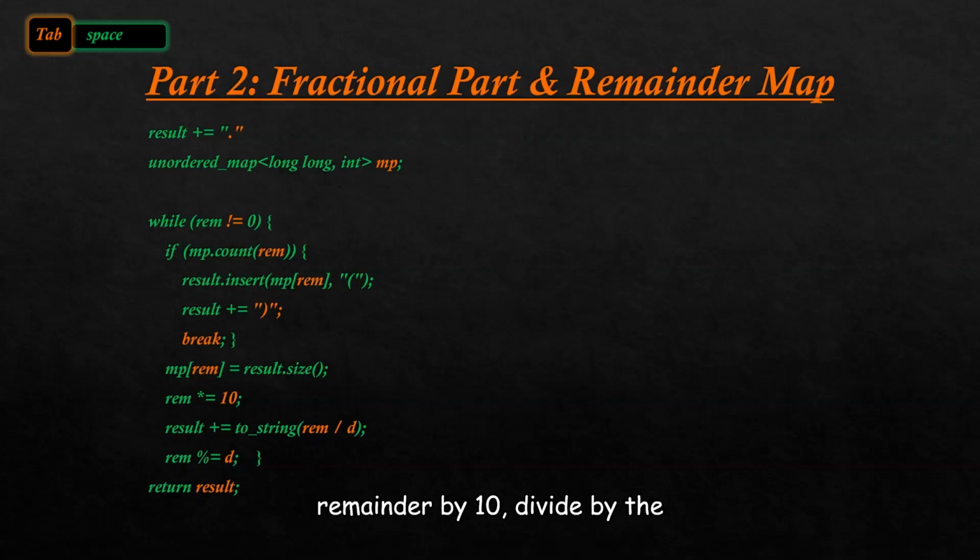Here's the trick. Multiply the remainder by 10. Divide by the denominator to get the next digit. Append the digit to the result. Update the remainder. If at any step the remainder becomes 0, the division ends and there is no repetition. But if the remainder is seen again, that means we have entered a cycle. The map tells us where the cycle started and we insert parentheses at that position.